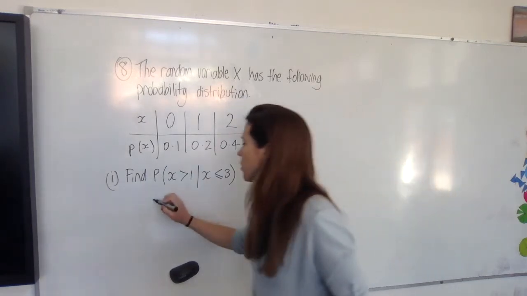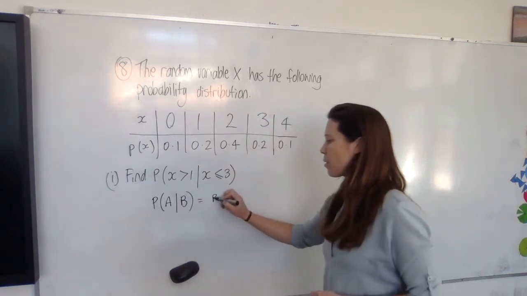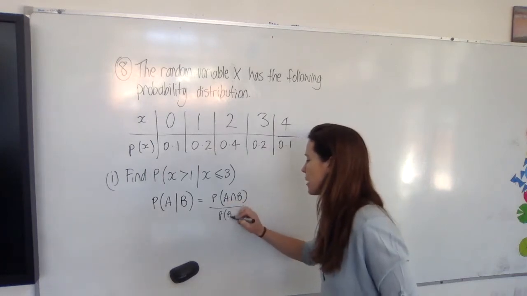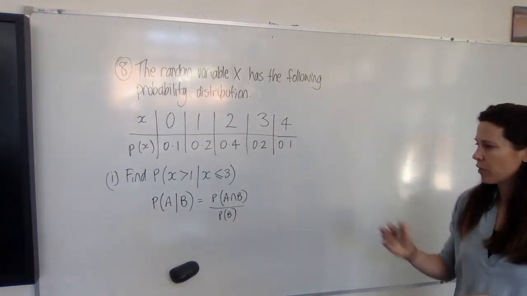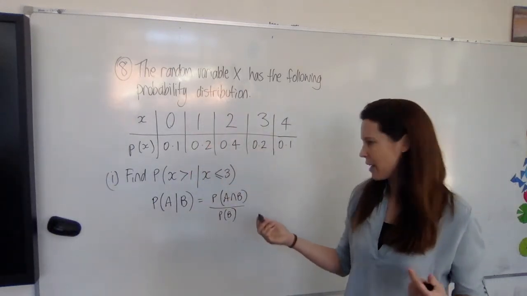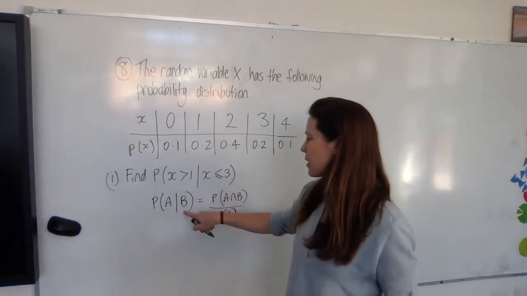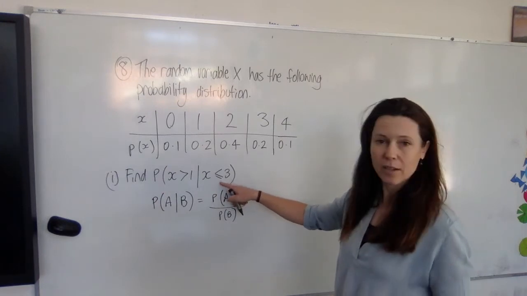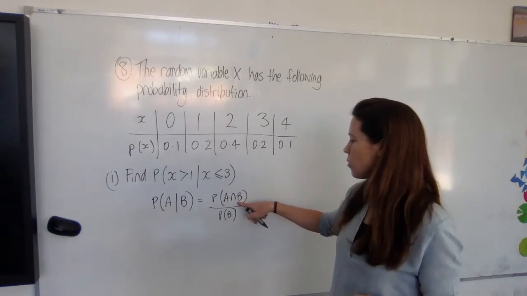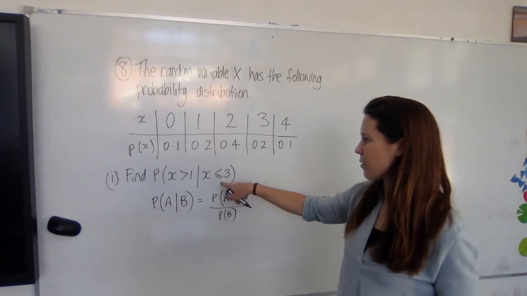Now we know the conditional probability formula says the probability of A given B is the probability of A and B over the probability of B. And this formula can be quite helpful for just framing our thinking. Now, first you need to define what A and B are. Obviously here A is x being greater than 1 and B is x being less than or equal to 3. So how can you have A and B at the same time? Well, you'd have to be greater than 1 but not equal to it, and less than or equal to 3.